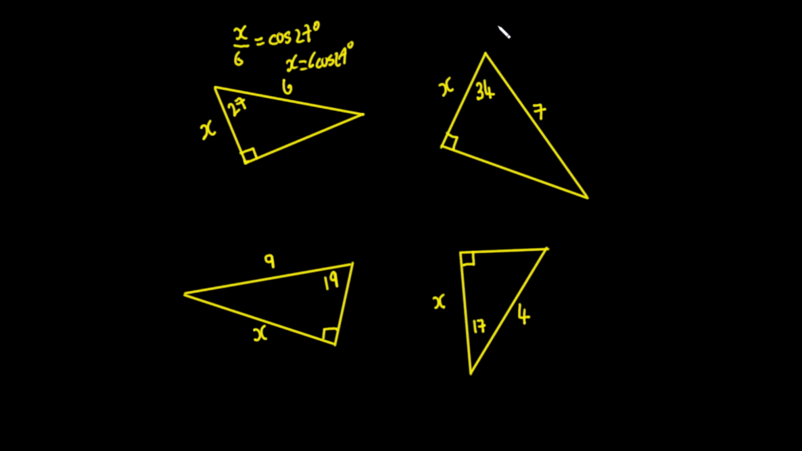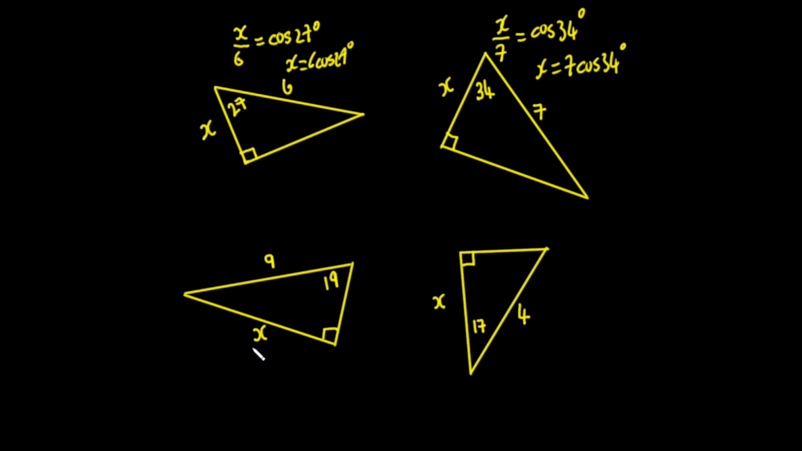So again, we can write the value of x divided by 7 is equal to the cosine of 34 degrees. So we can rewrite this as x is equal to 7 cos 34 degrees. Again, you can put that into your calculator, 7 cos 34 degrees, and it'll give you the value of the length x.